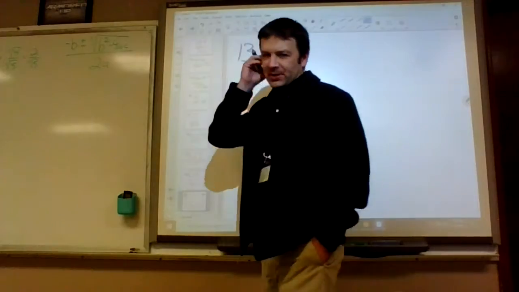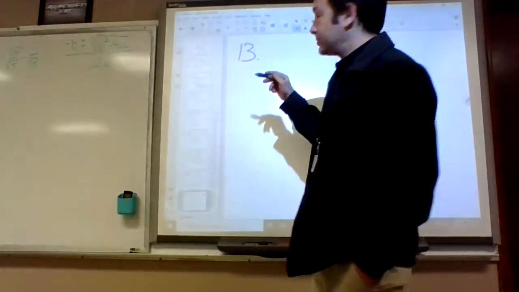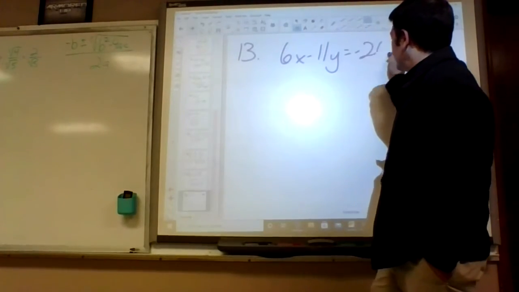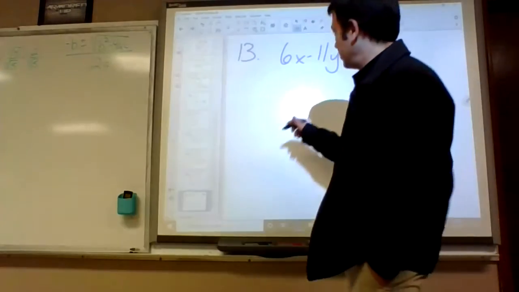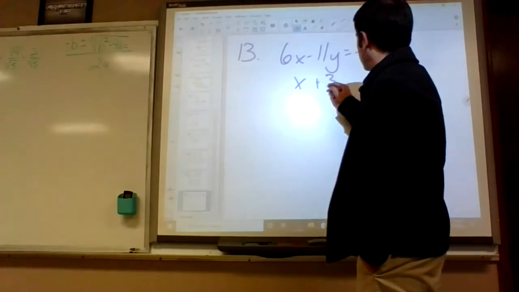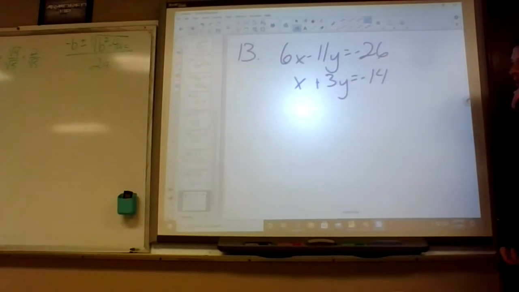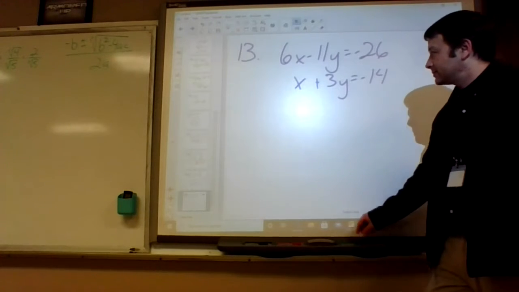All right. Number 13. 13 is the same thing. 6x minus 11y equals negative 26. And 1, 3, negative 14. All right. How could I get rid of the x's?